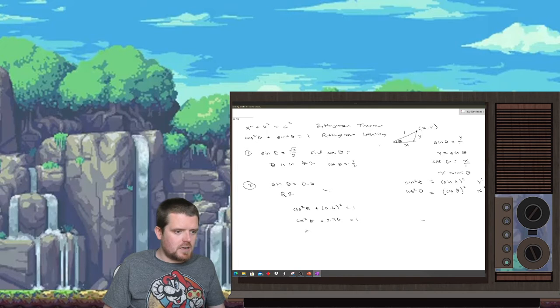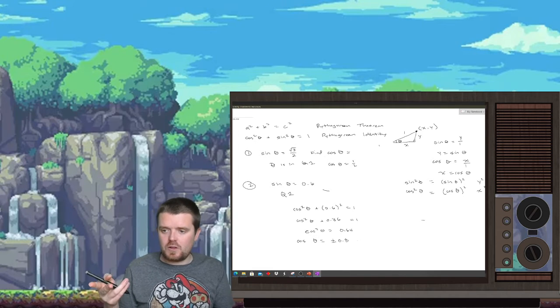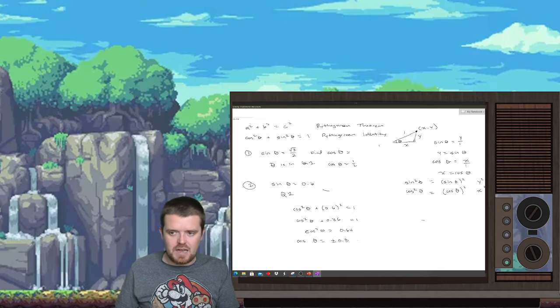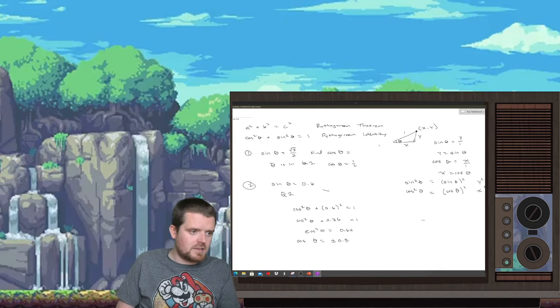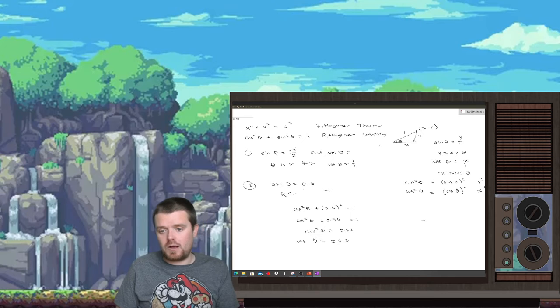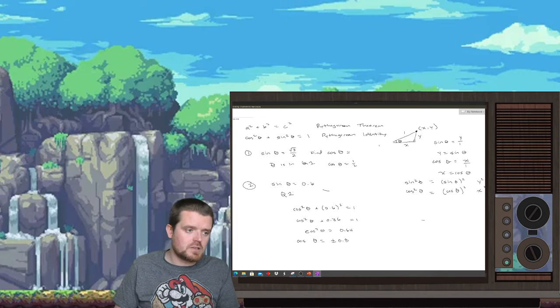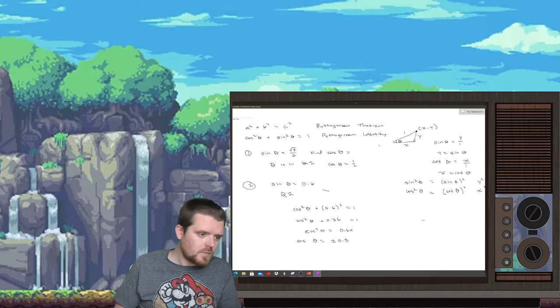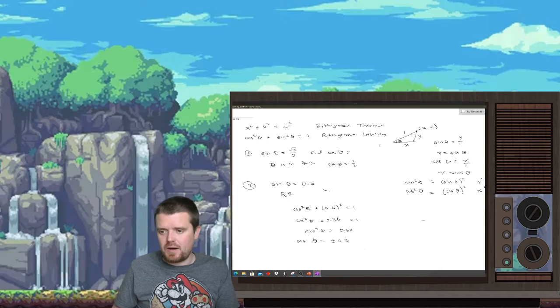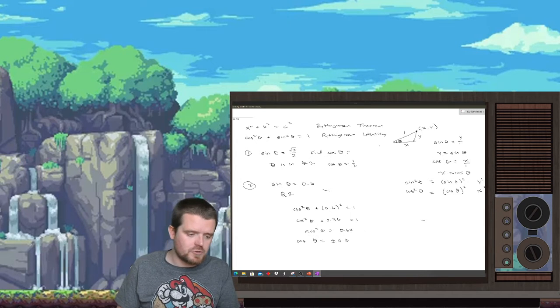I'm going to subtract 0.36 from both sides to give me 0.64. And then I'll take the square root on both sides, which gives me cosine theta equal to plus or minus 0.8. Again, there's always going to be two values that have the same sine. So there is one angle that has a sine of 0.6 that's going to be in quadrant 1, and there's one sine value that's going to have a value in quadrant 2. So to determine which of these it is, positive or negative, you have to think in terms of the quadrants.